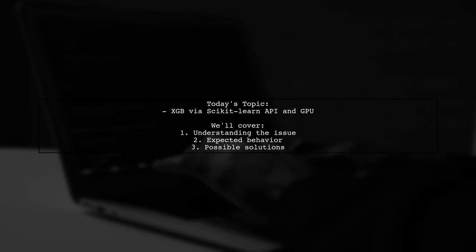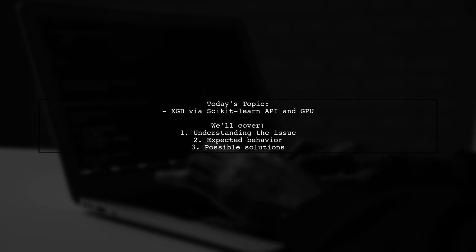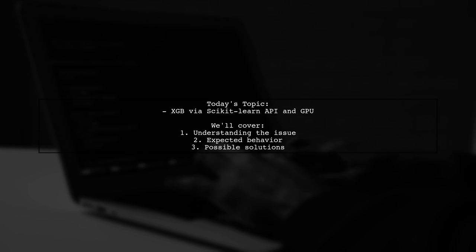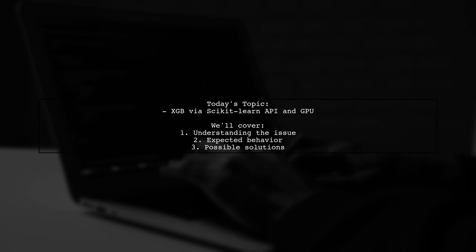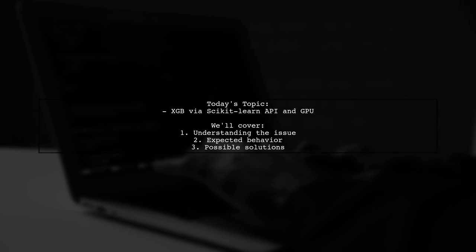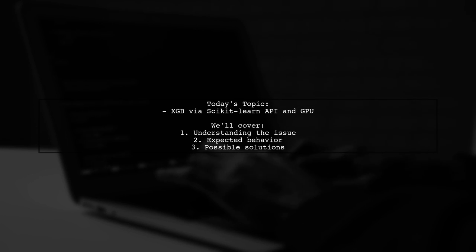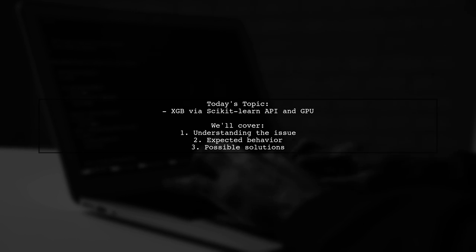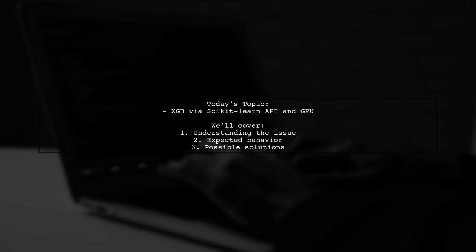Today we're tackling a question that many data scientists and developers encounter. Our viewer is curious about a specific issue. Even though XGBoost is compiled to utilize GPU resources, it seems to be running on the CPU when accessed through the Scikit-Learn API. Is this expected behavior? Let's dive into this intriguing topic and uncover the details together.